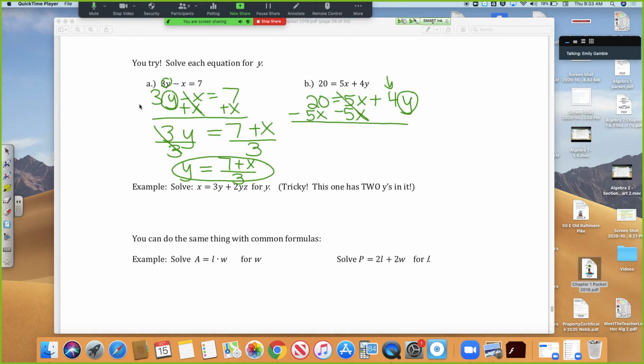When you subtract 5x from 20, you will not get 15x because they're not like terms. 20 minus 5x is literally just 20 minus 5x. So this is what your next step would be. 20 minus 5x equals 4y. And then what would be the last thing we would need to do? Divide. Yes, we're going to divide by the number in front of y, which is 4. And my answer will be 20 minus 5x all over 4 is equal to y.